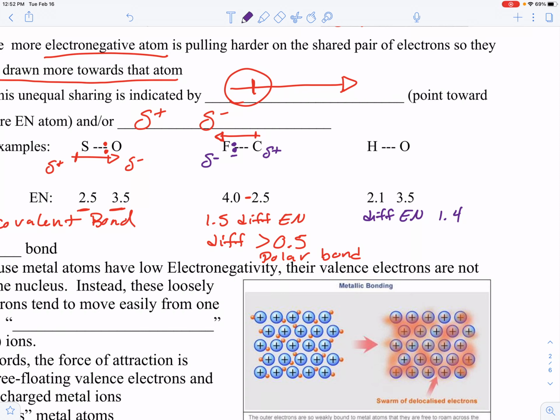You don't have to do negative numbers. You just use whatever's highest and subtract whatever number's lowest. So the difference in electronegativity is 1.4. Their difference in electronegativity, again, is greater than 0.5. So again, this is going to be a polar covalent bond.